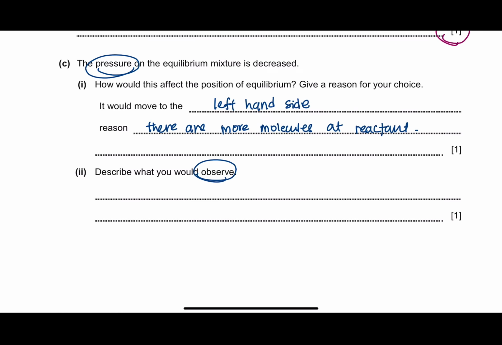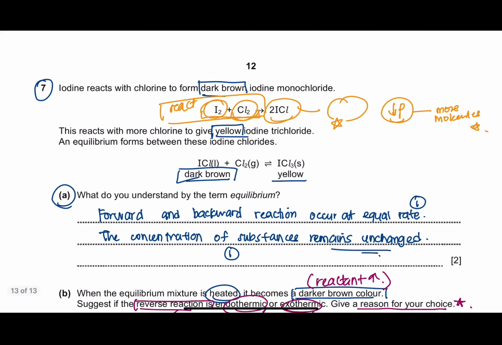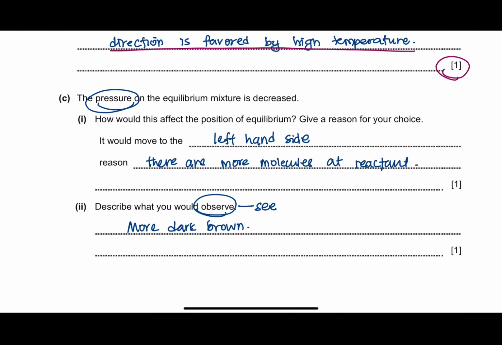Describe what you would observe. Observe is what you can see. Since this question has already given you the hint of color, saying that dark brown is on the reactant and yellow is on the product, this is the information that you have to use for observation. Since your reactant is increasing, that means you would see a darker brown color. So you can say more dark brown.